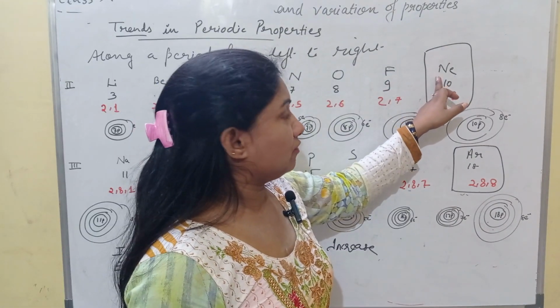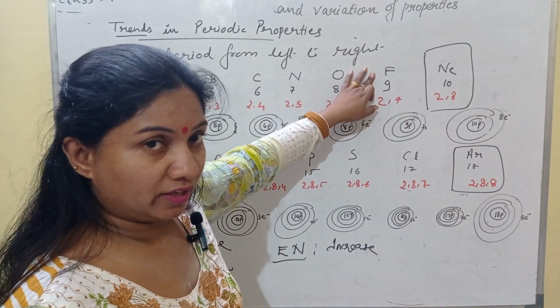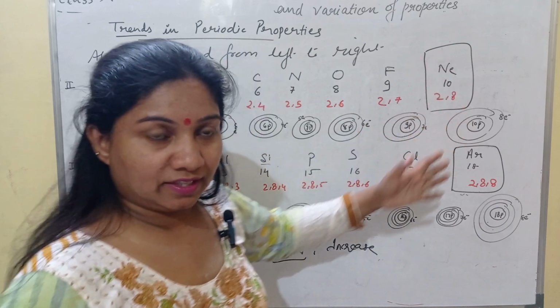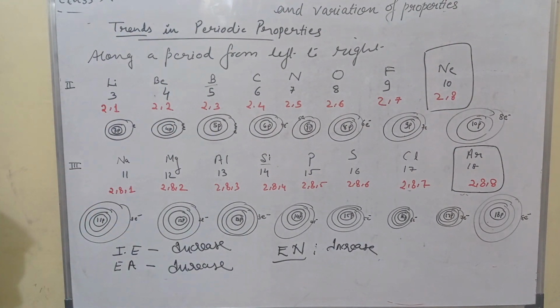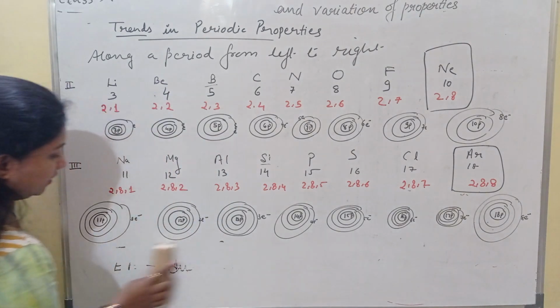But neon doesn't follow this trend, no? यहाँ इलेक्ट्रोनेगेटिविटी की वैल्यू इंक्रीज हो रही है, but suddenly decreases in case of neon. That we will discuss. Okay. Then comes metallic character and non-metallic character. We'll see metallic and non-metallic.